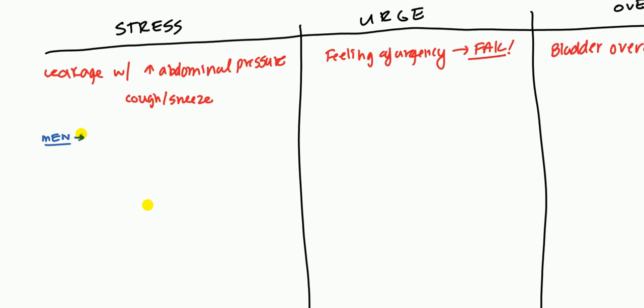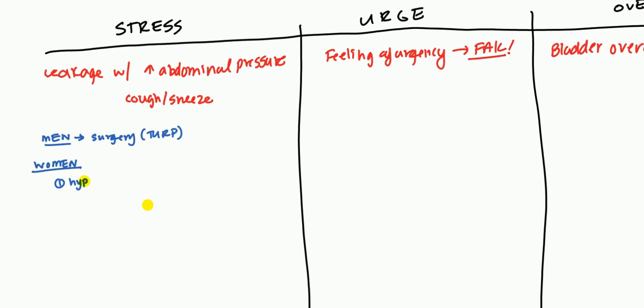So with men, more specifically, the main cause is going to be surgery, specifically TURP. And TURP is transurethral resection of the prostate. This is when they go through the urethra to remove pieces of the prostate. And so this can lead to stress incontinence because it'll cause weakness of the sphincters there. In women, however, the causes are a little bit different.